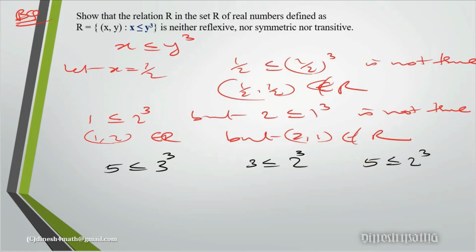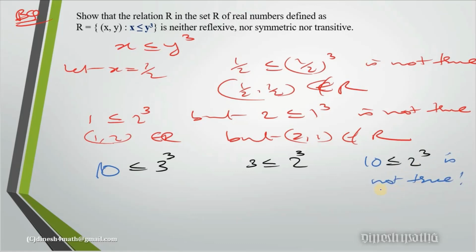So I'm replacing this 5 by another number which makes the third condition wrong. Choose a number whichever you like. Say I'm choosing 10. I doubled 5. That's it. My logic is that. Or you can use 9, or 10, 11, 12. Any number will work. See, 10 less than or equal to 3 cube, 3 less than or equal to 2 cube, but 10 less than or equal to 2 cube is not true.